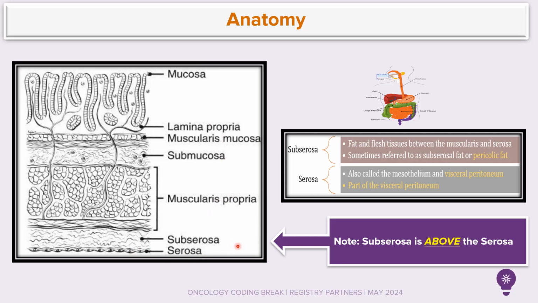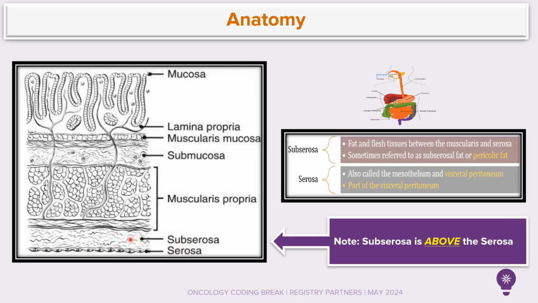As oncology data specialists, you hear a lot about the subserosa. Now, the subserosa is a connective tissue layer that is found between the serosa and the muscularis propria. Before, when we saw sub, and see the way this picture is oriented, here the submucosa is underneath the mucosa.